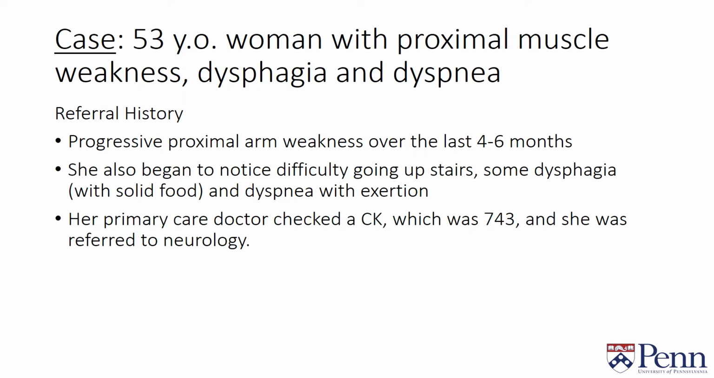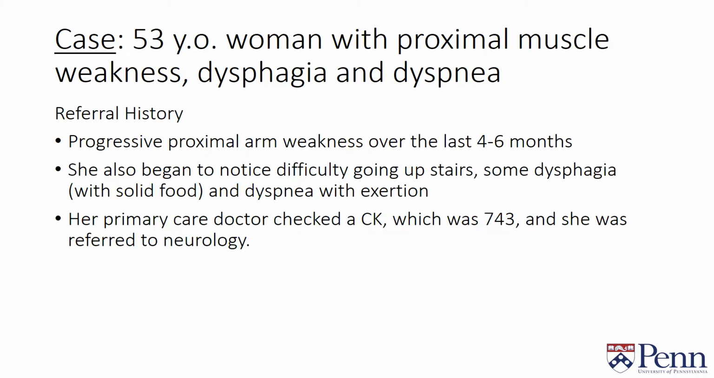So we first want to look at this through the lens of non-myopathy myositis mimics. So we'll start with a case. The first case is a 53-year-old woman with proximal muscle weakness, dysphagia, and dyspnea.